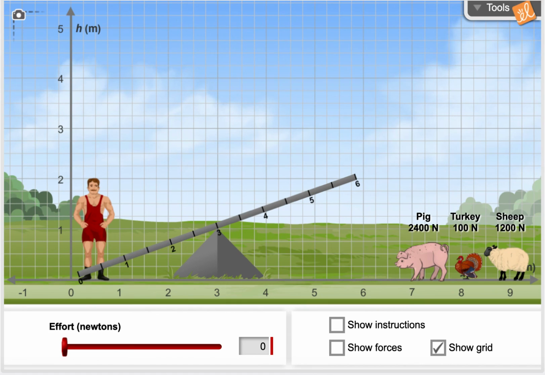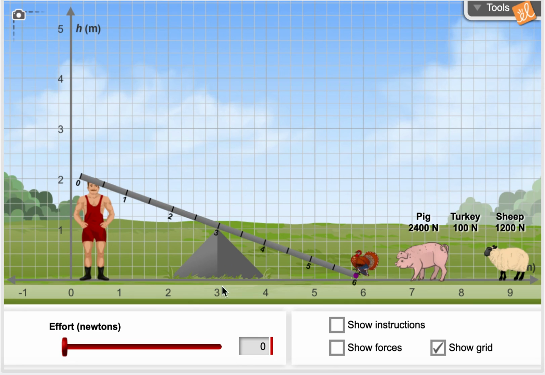Alrighty, folks, I want to take an opportunity here to connect what we're talking about today with mechanical advantage with what we did the other day with our lever lab on Gizmo. So let's go ahead and set up a pretty simple example on this lab. So I've got my turkey here. I'm going to put it on the other side from the strongman.